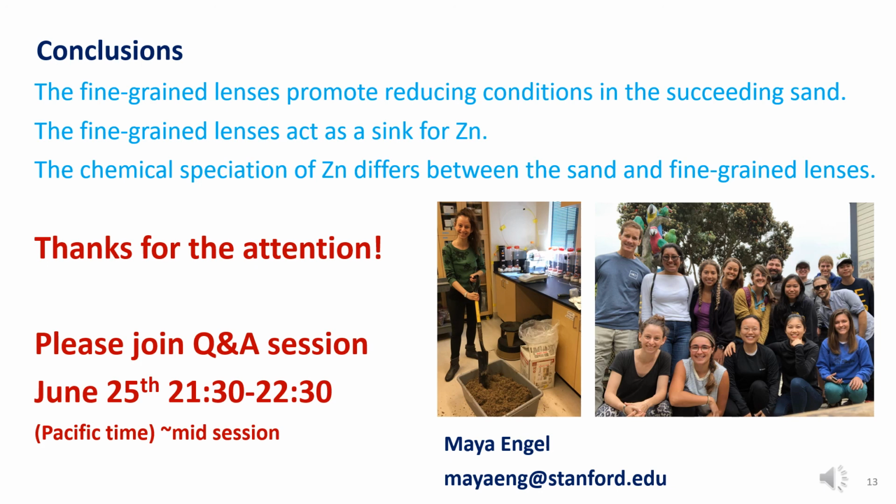To conclude, fine-grained lenses embedded in an alluvial aquifer system have profound influences on the biogeochemistry and resulting speciation of heavy metals. This provides important information on the mobility and availability of heavy metals in groundwater systems.